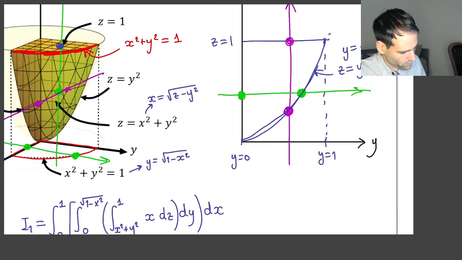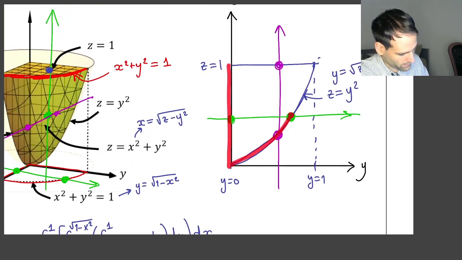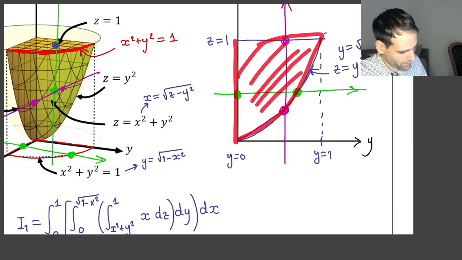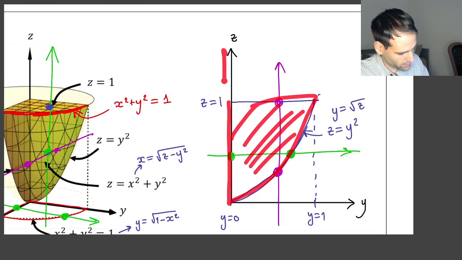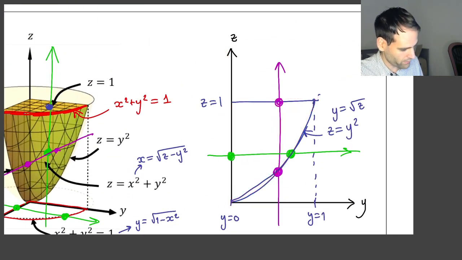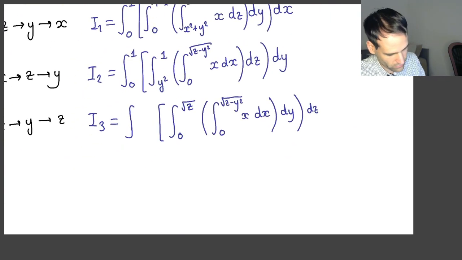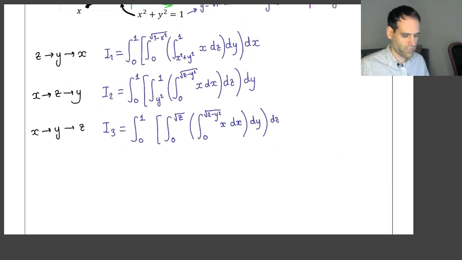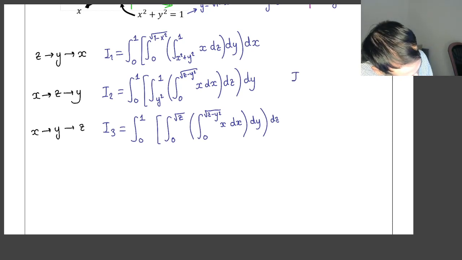And finally, we project this area into the remaining variable, which is z. So we project it into the z-axis. So we need to integrate between z equals 0 and z equals 1. So that will be the outer limit between 0 and 1. Okay, so those are three different ways of calculating the same integral. And the three must give the same result.